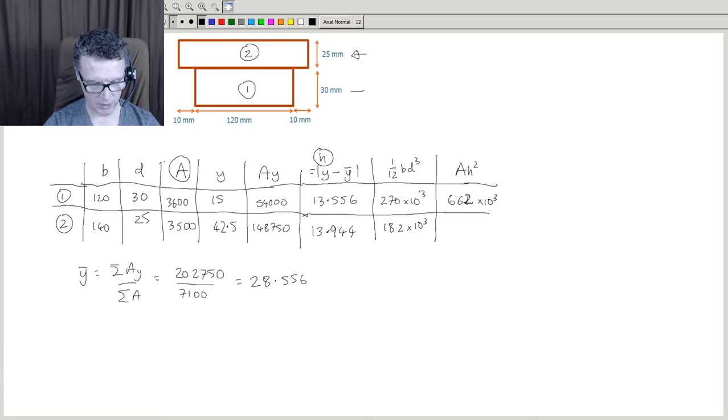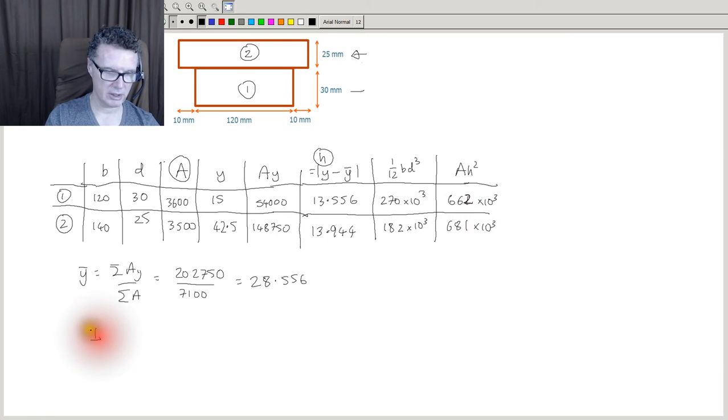13.944. Square it, times by 3,500. And that's 6.8. Round it up again. 681 times 10 to the 3.